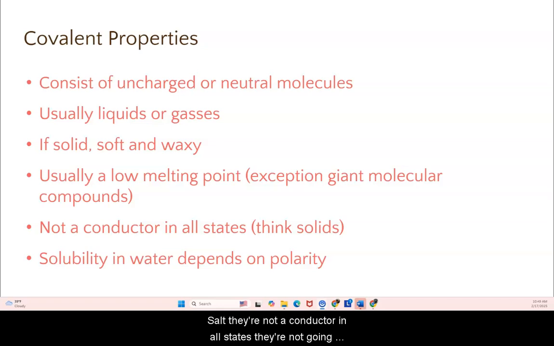They're not a conductor in all states. They're not going to conduct as a solid. They're going to be more of a conductor in the liquid state. And the solubility in water really does depend on polarity. Okay, this is a good overview of covalent compounds, their bonding potentials, and their properties.